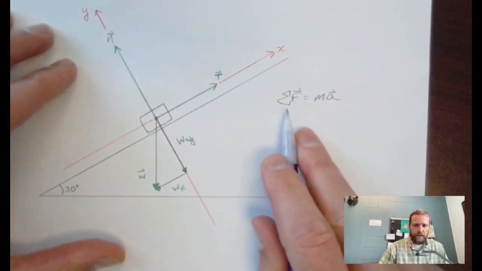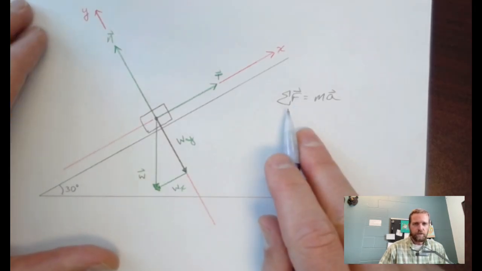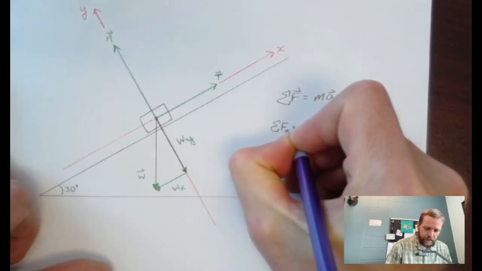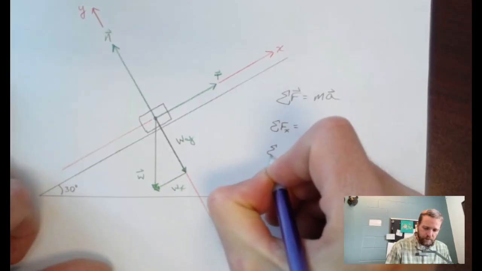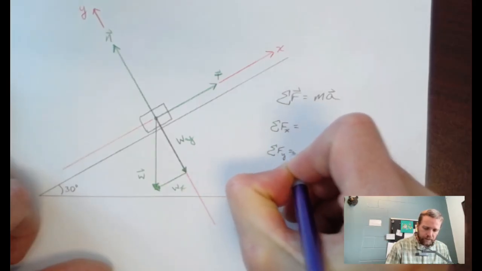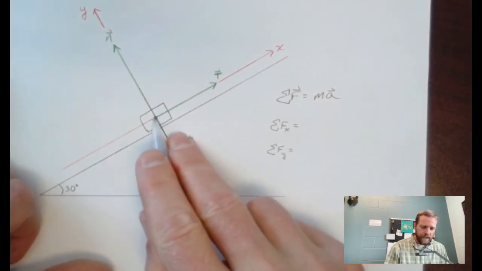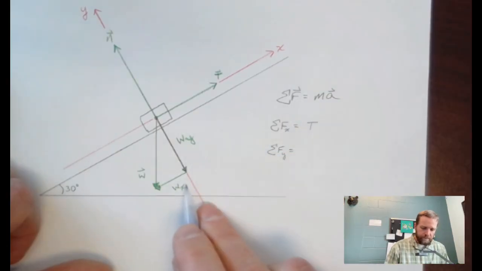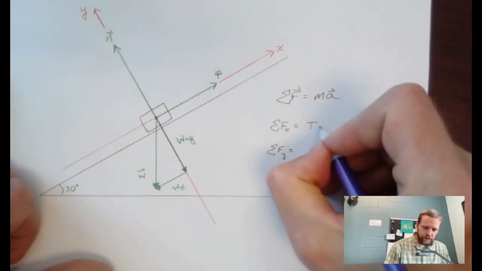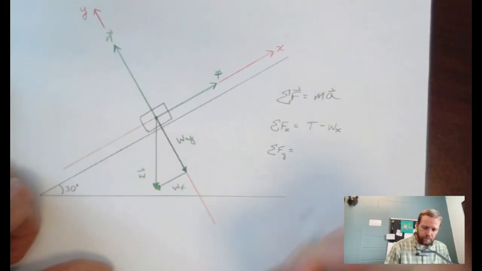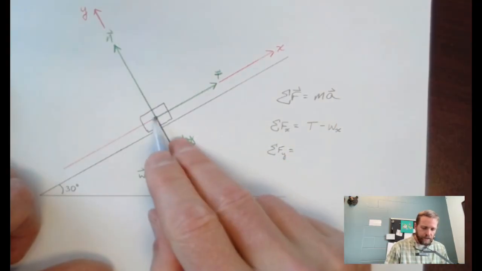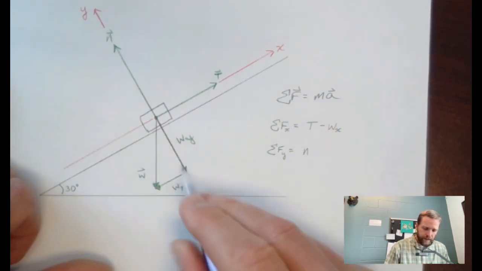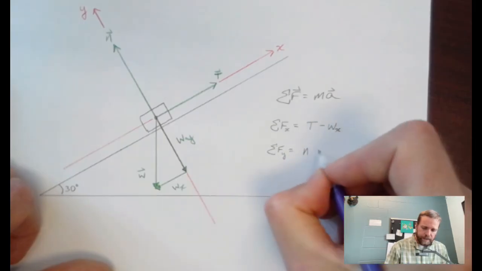Right, we're going to break this into two problems just like we do with 2D kinematics. We're going to add up all the forces in the x direction, and we're going to add up all the forces in the y direction. Okay, so in the x direction, I have tension in the positive x direction, and I have Wx in the negative x direction. Okay, and then in the y direction, I've got the normal force in the positive y direction, and I have Wy in the negative y direction.